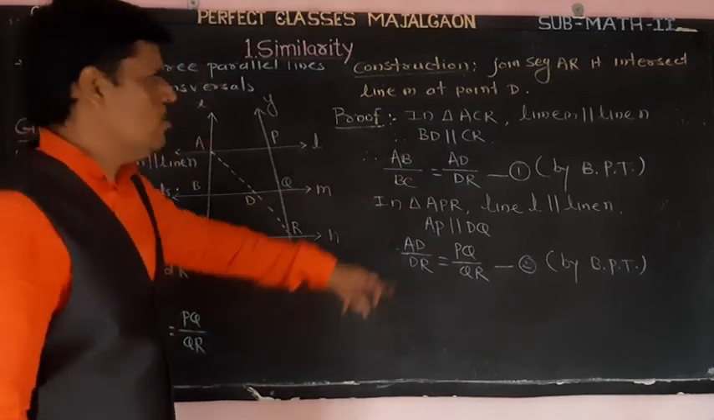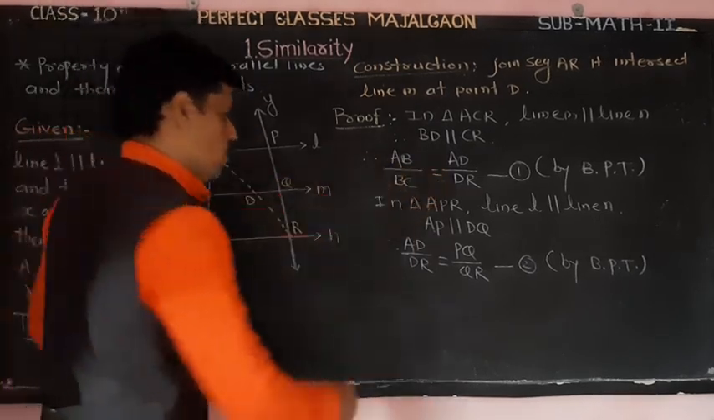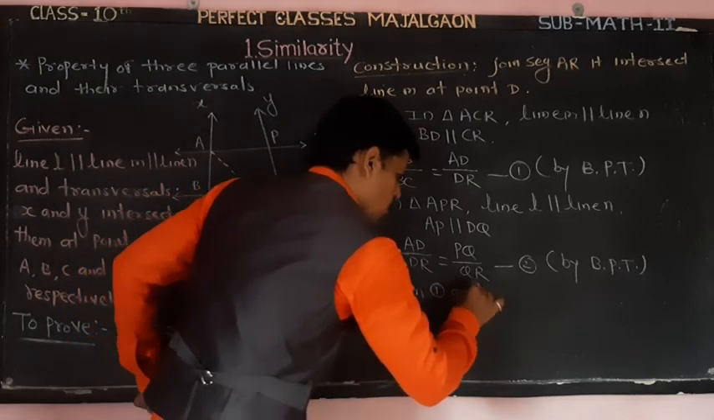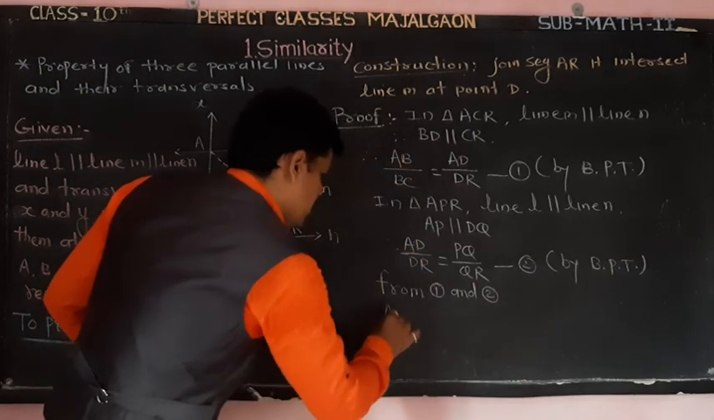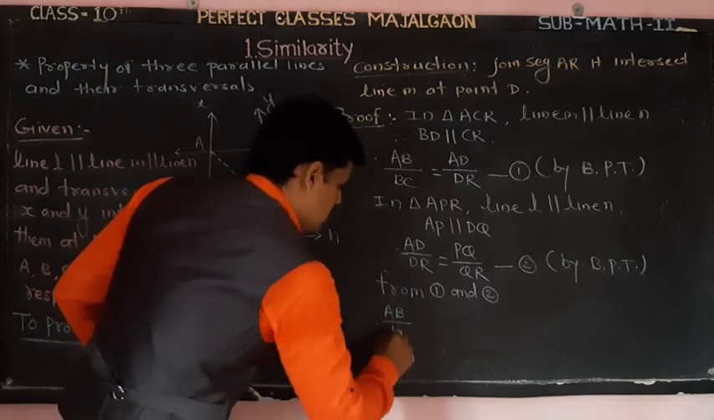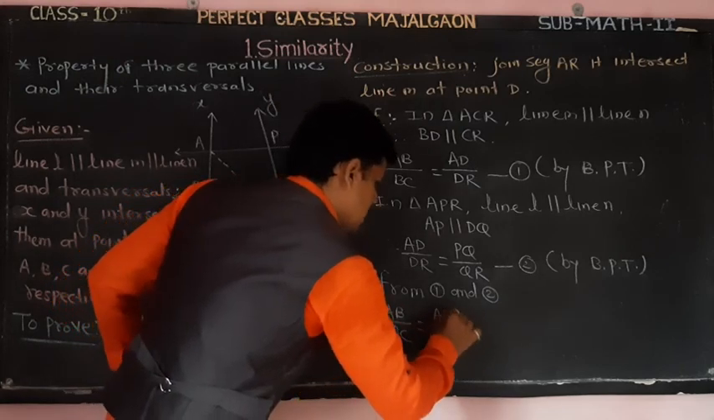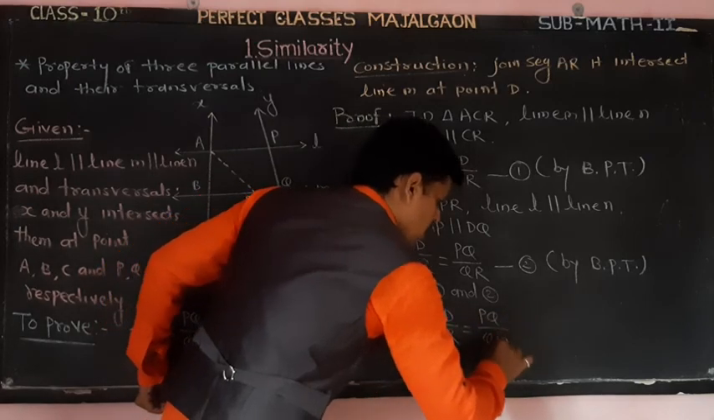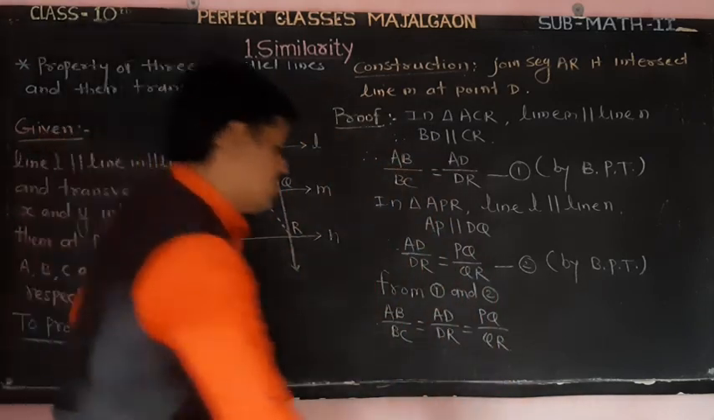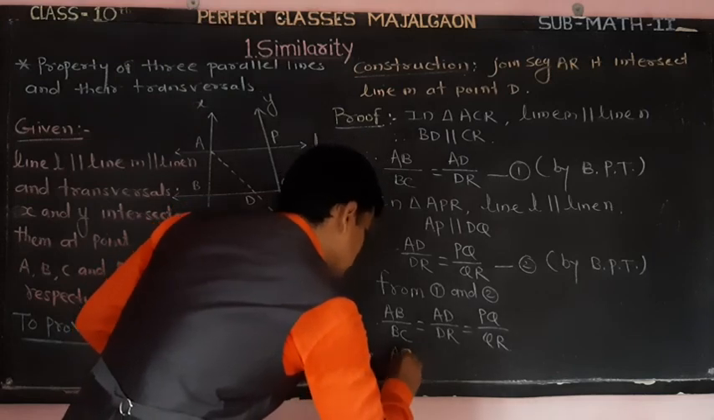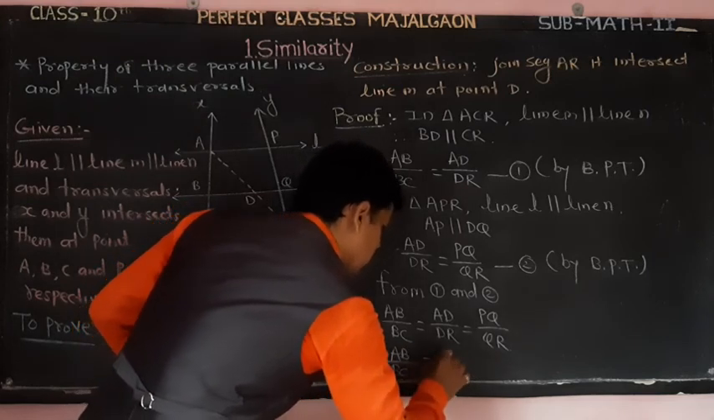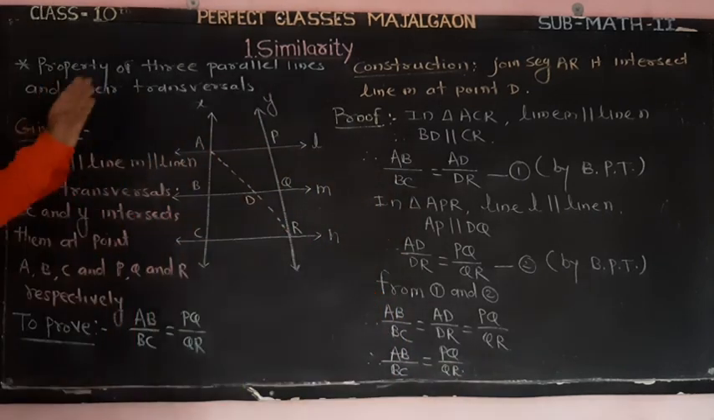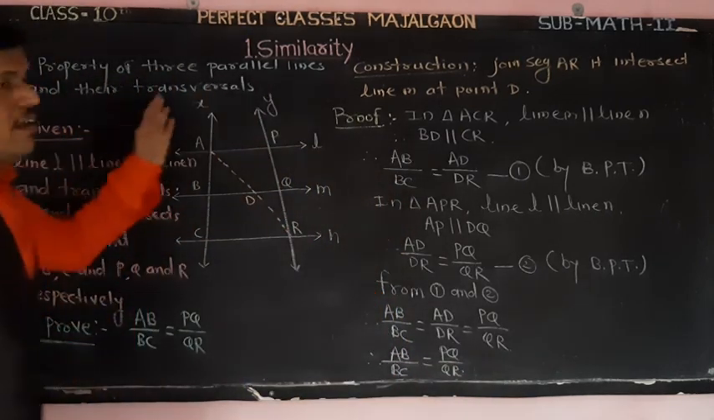From equation 1 and 2, these two are the same. Therefore, from 1 and 2, we write AB upon BC equal to AD upon DR equal to PQ upon QR. It means that we can say that AB upon BC equal to PQ upon QR. This is the property of three parallel lines and their transversal.